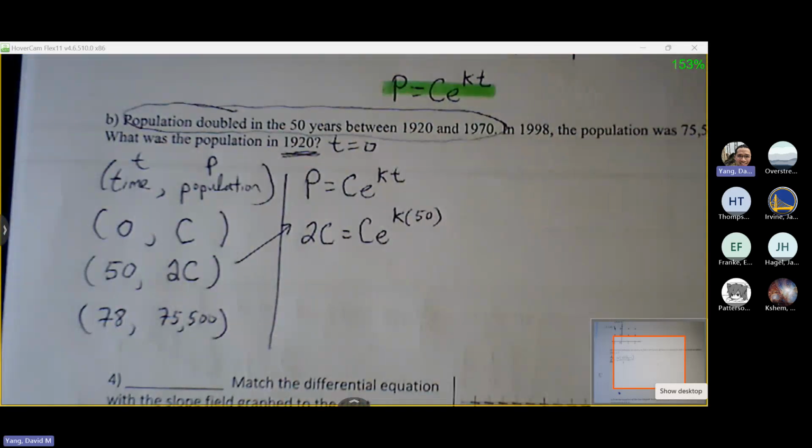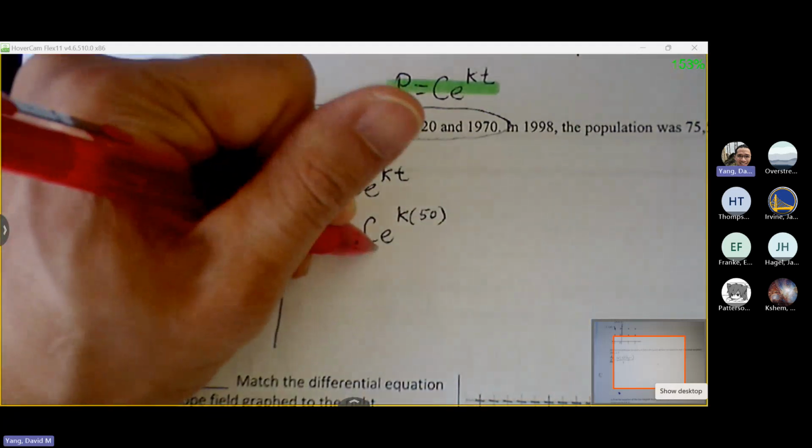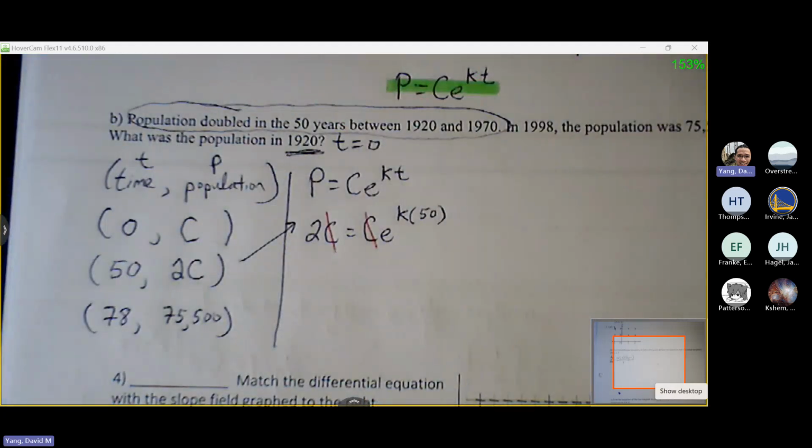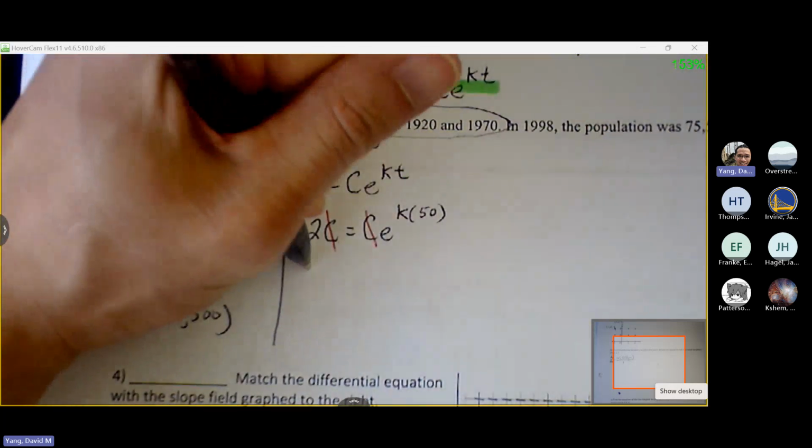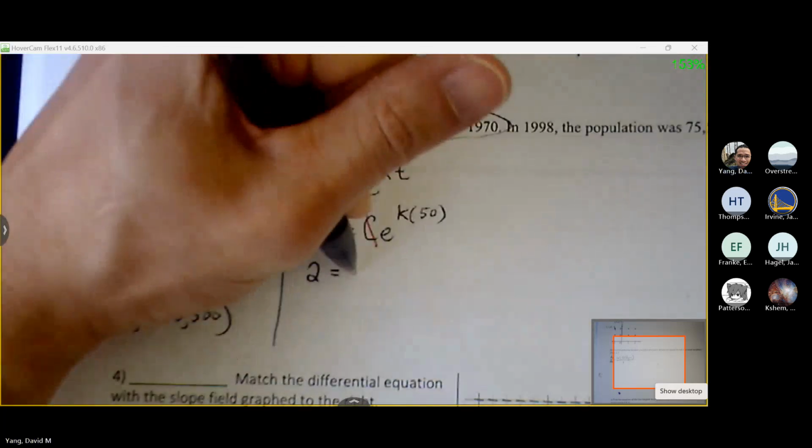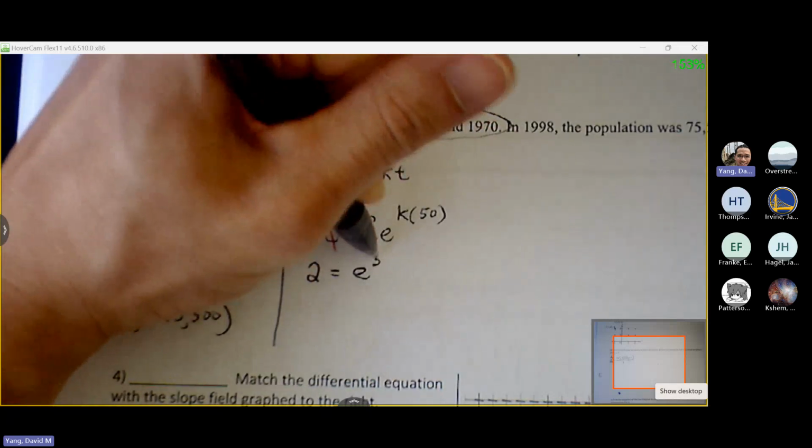All right, what can I get rid of to make things easier? C, divide both sides by C. So I know I'm trying to solve for C, but we kind of have to find something else before we can solve for C. So we have to focus on what the equation can get us.